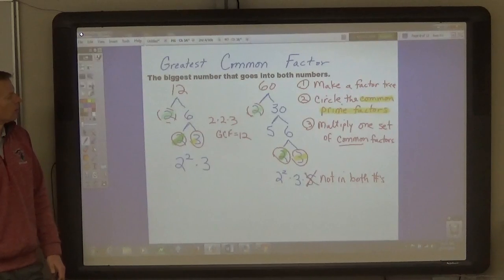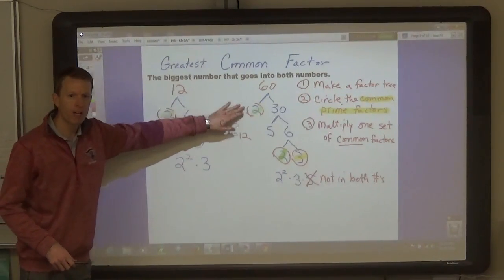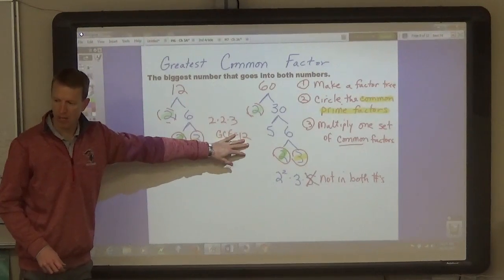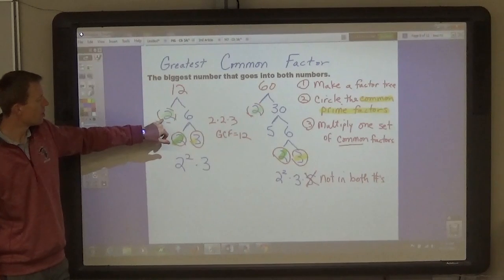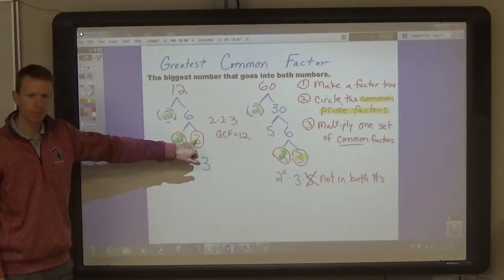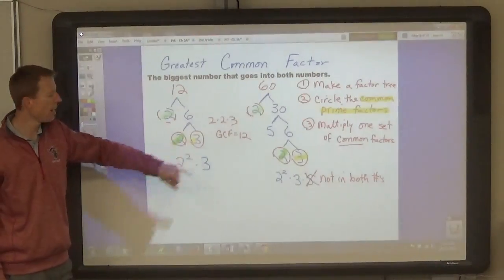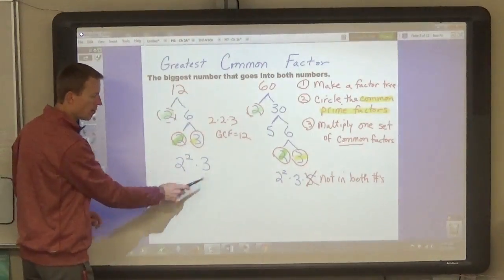Okay? So let's take this as an example. We factored these out, made a factor tree. Okay? 12 can be factored by using 2 and 6, and then 2 and 3, right? So that's what we did for today. And we can write the prime factorization as 2 squared times 3.